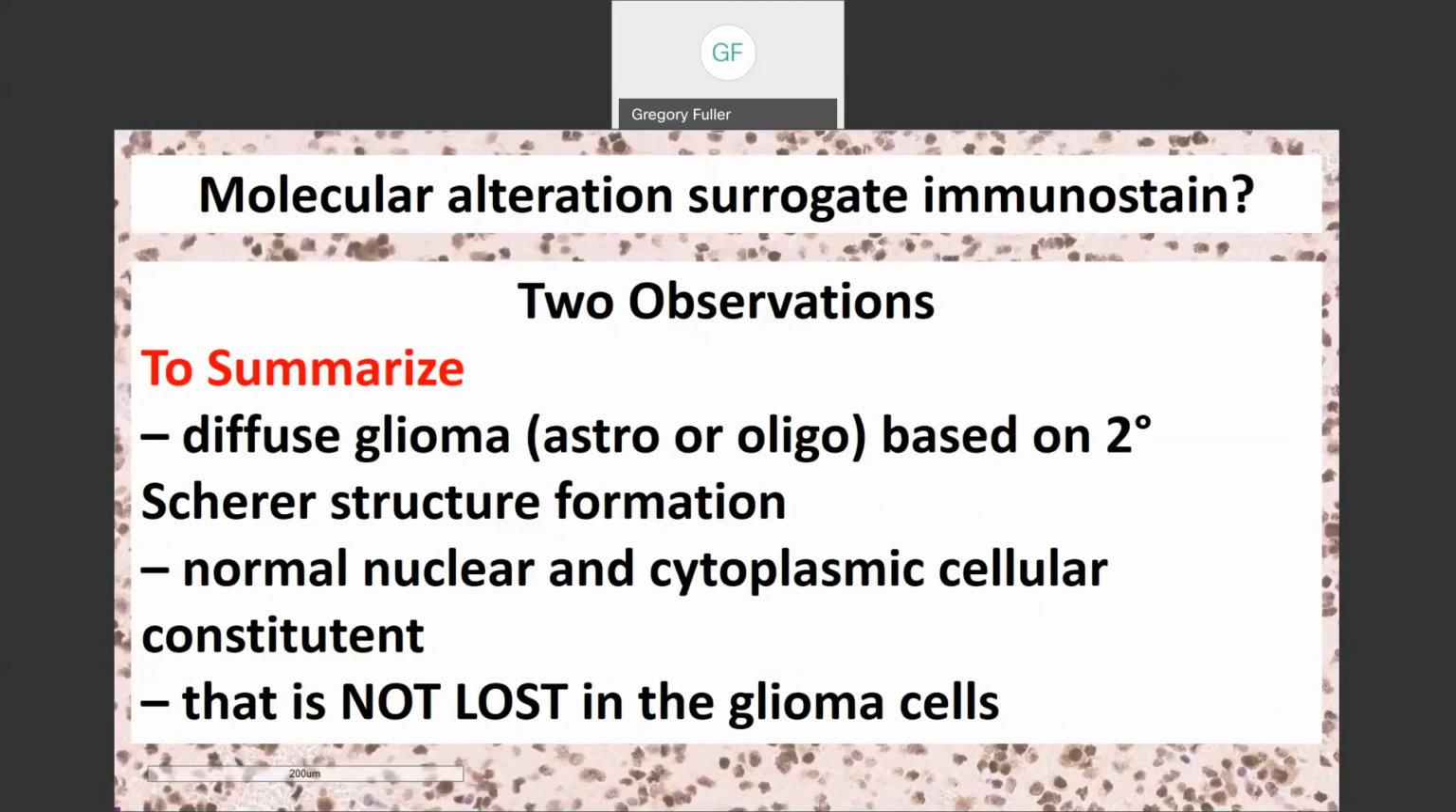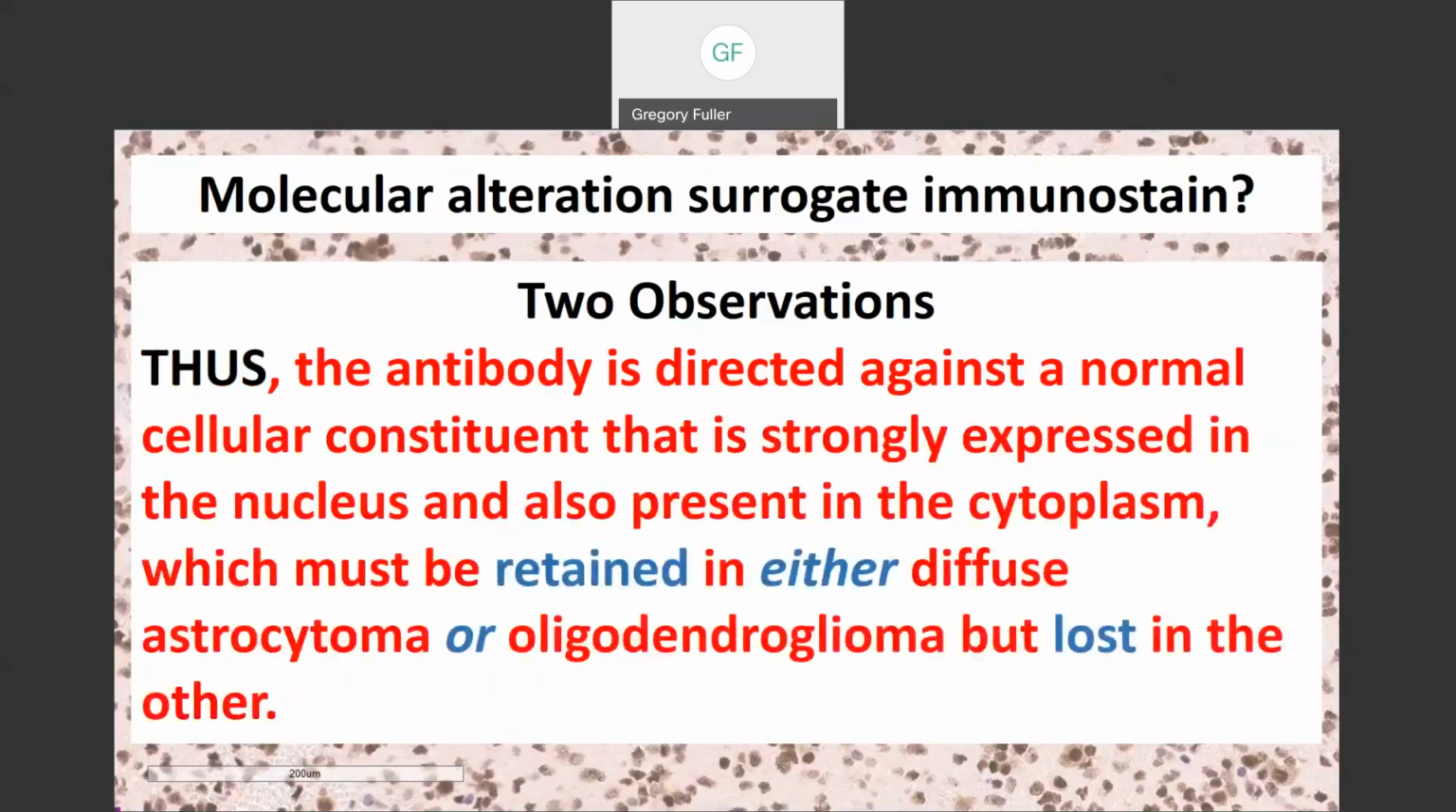All of this that is not lost in the glioma cells. All right, thus, the antibody is directed against a normal cellular constituent that is strongly expressed in nucleus and also cytoplasm, which must be retained in either diffuse astrocytoma or oligodendroglioma, but lost in the other. Why? Because that's the reason why we're doing the immunostain. The whole point in performing it is because it must be important whether it is retained or lost.